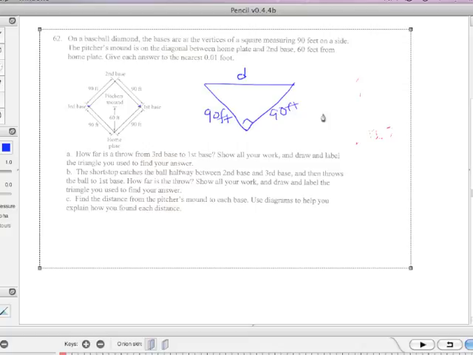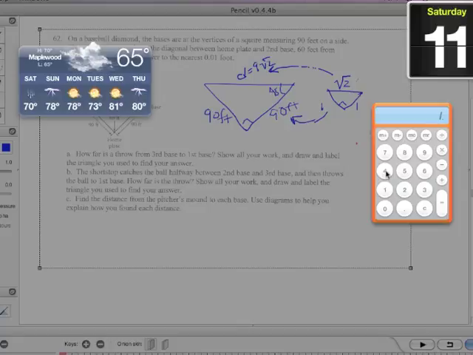well, we can just set it up as a similar triangle since these are 45-degree angles. It's 1, 1, square root of 2. Okay, that's a 45, 45, 90 triangle. So it's a proportion that's times 90. This must be multiplied by 90, so the distance is equal to 90 square root of 2. Square root of 2 is 1.41, so 1.41 times 90 equals 127.